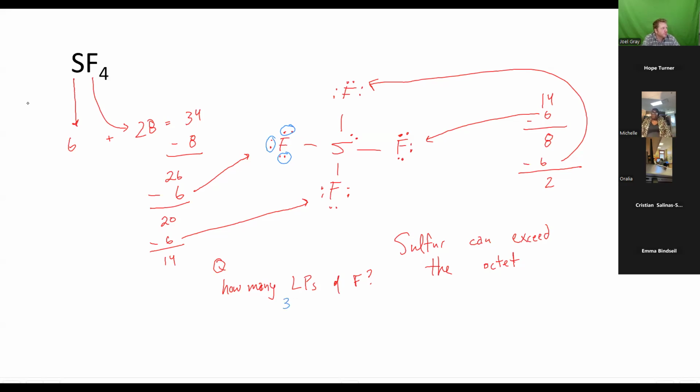Then to go to red, how many LPs on sulfur? The answer to that question would be one. So make sure that you can identify a lone pair of electrons. Okay. Does that make sense?